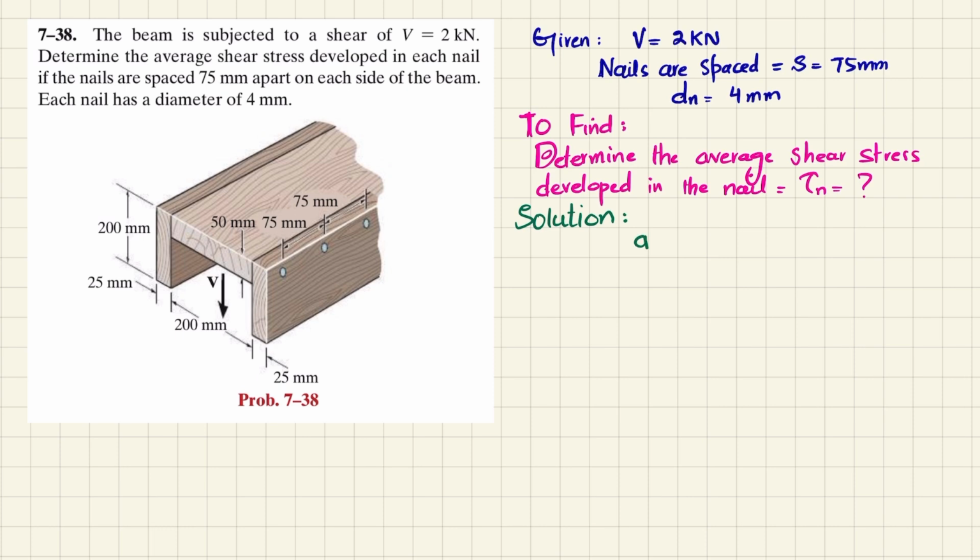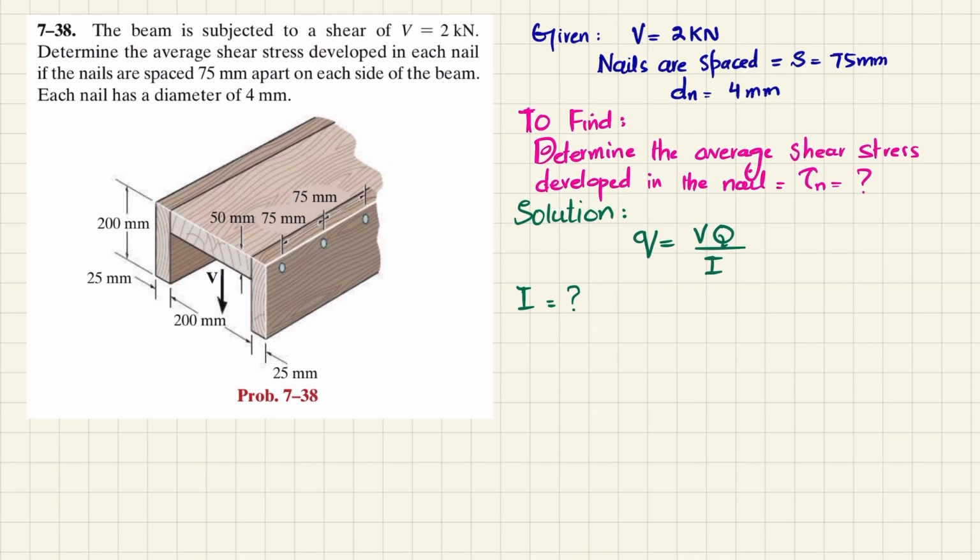Here we will use the equation of shear flow, which is the horizontal shear force per unit length, and that is equal to VQ divided by I. So we will find Q and I. I is the section property, and you can see that if we take half of this about the neutral axis, it is not symmetrical, so we do not know I, and we do not know the location of the neutral axis.